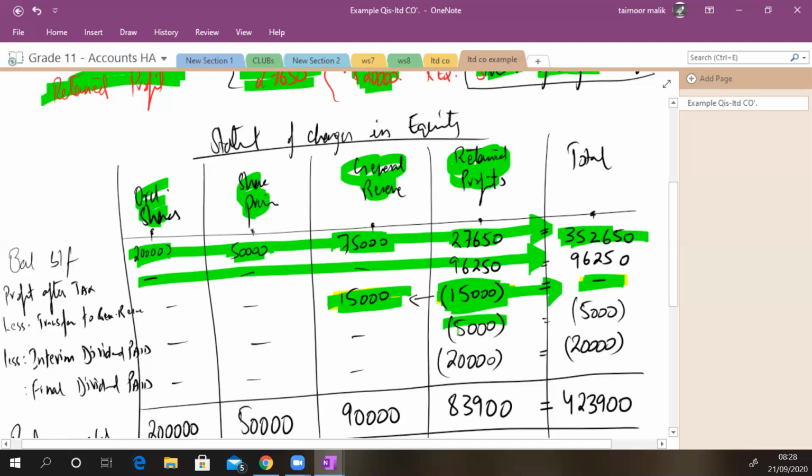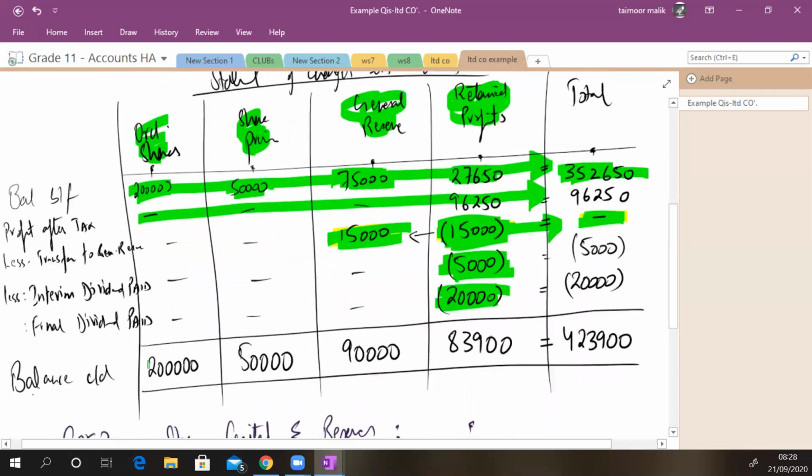उसके बाद we paid interim dividend. ठीक है, dividend is paid from profits. Interim dividend means dividend paid during the year. And then we paid final dividends. That means dividend paid at the end of the year. उसके बाद हमारे पास closing balances आ गए.